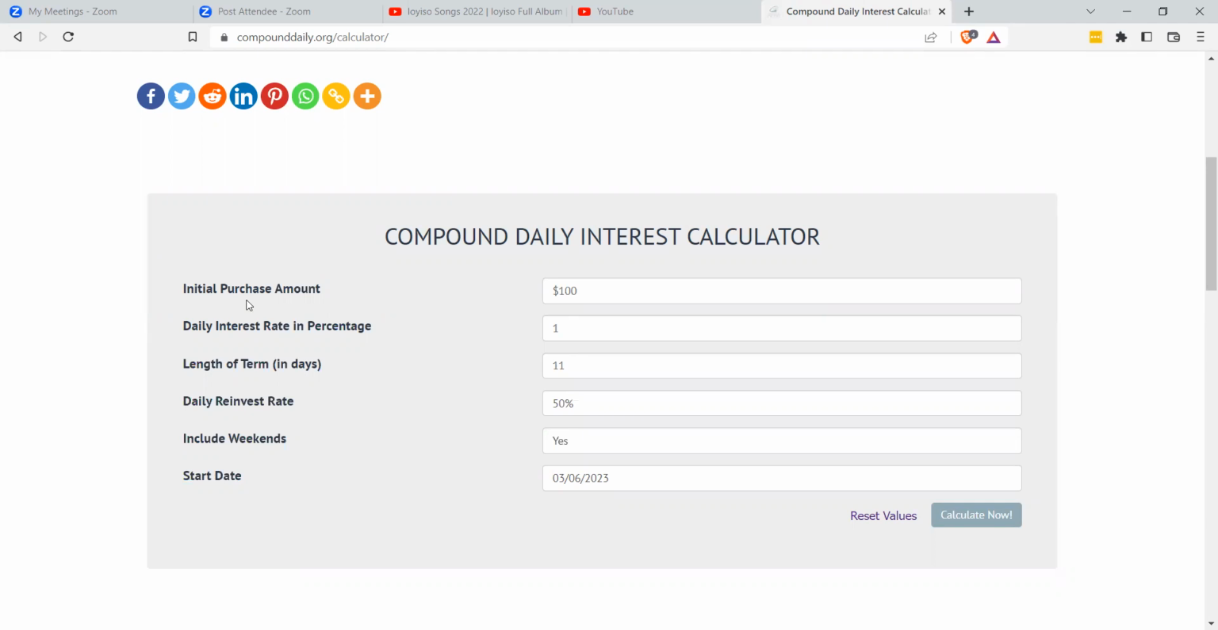Now, for initial purchase amount, this will be your trading capital. How much is in your trading account? So let's say $500. That's average for most traders. Then daily interest rate in percentage will be how much percentage profit you are making per trade, your reward.